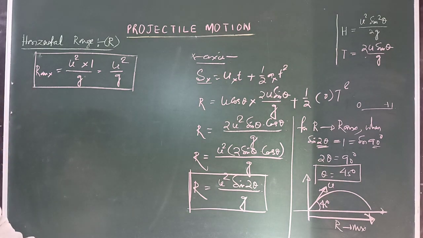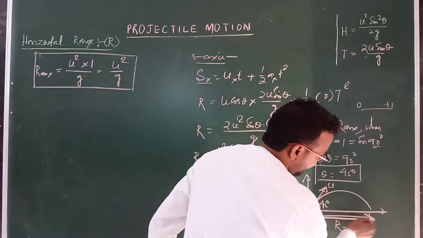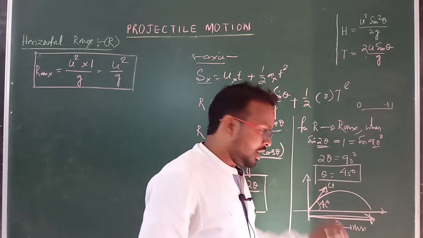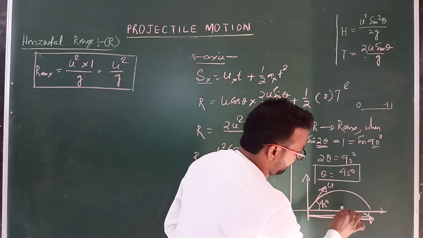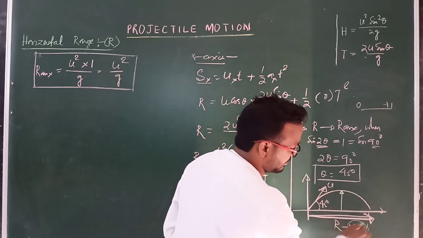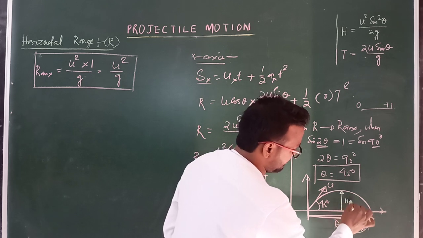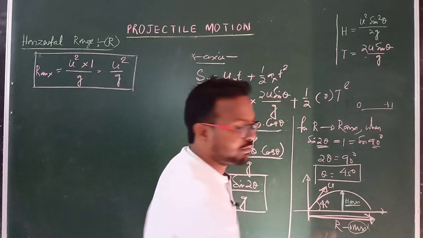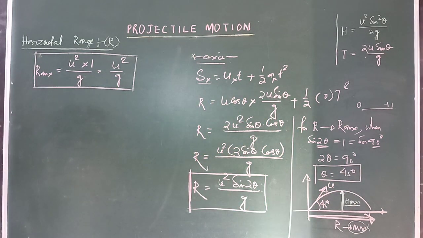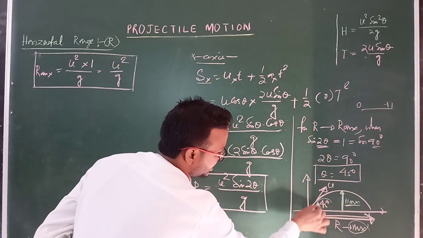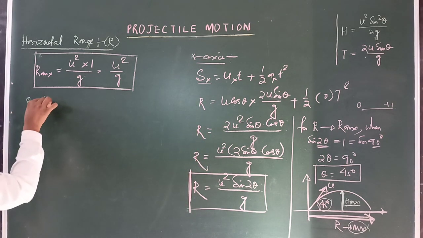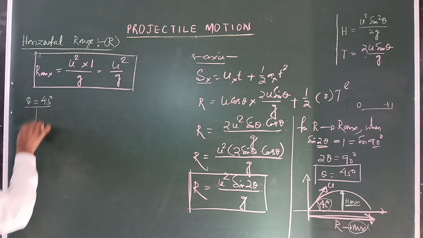Clear? Okay. If this is the maximum range, a question may ask: for maximum range, what will be the maximum vertical distance attained by the projectile? This is known as the maximum vertical distance, or maximum vertical height. So how can we find the maximum vertical height? Because we already project this particle at an angle theta equal to 45 degrees.